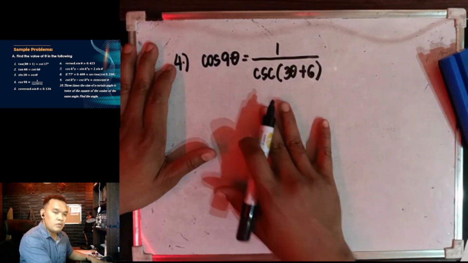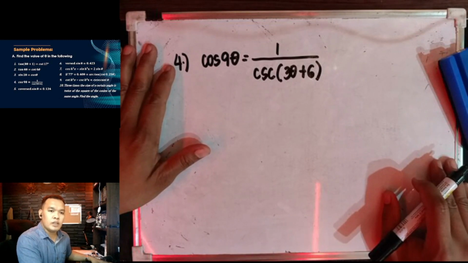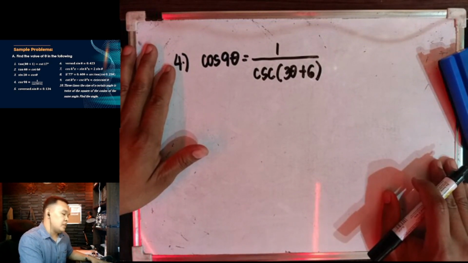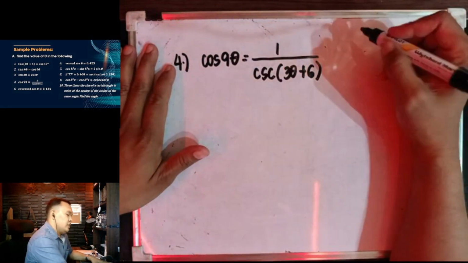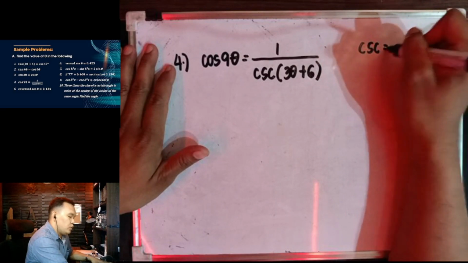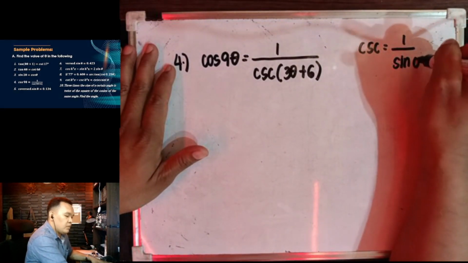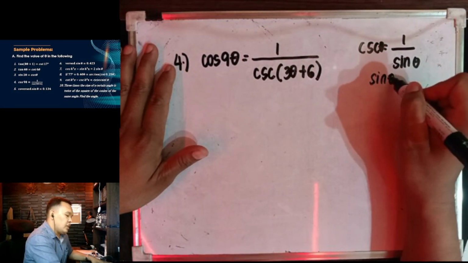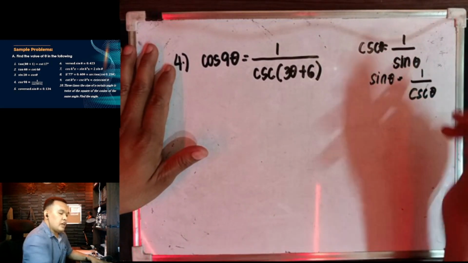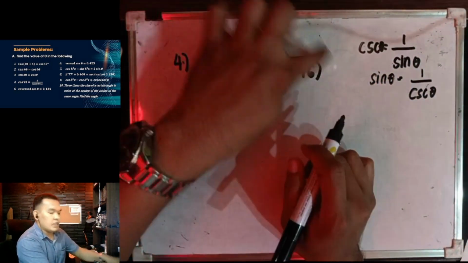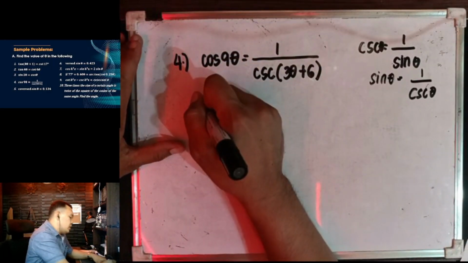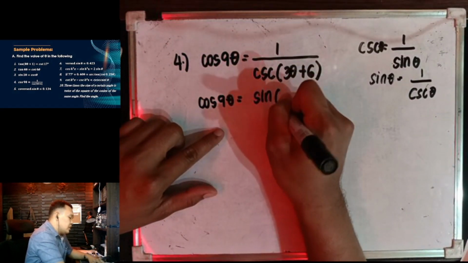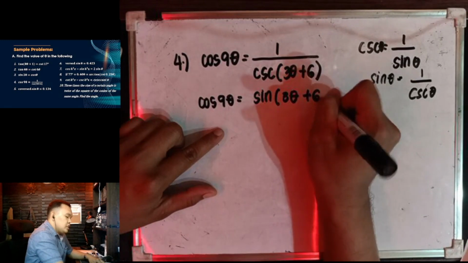Okay, balik tayo sa problem number 4. We have cosine 9 theta is equivalent kay 1 over cosecant 3 theta plus 6. And we all know that cosecant is equivalent kay 1 over sine theta. Tama? Cosecant theta is 1 over sine theta. So we could say that sine theta is equivalent kay 1 over cosecant theta. So ito, ibig sabihin, itong value na to, pwede natin sabihin sine yan, no? So we could write this as cosine 9 theta is equivalent kay sine 3 theta plus 6.